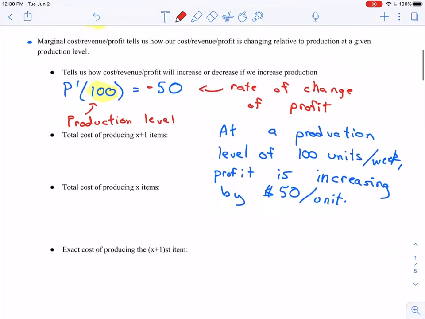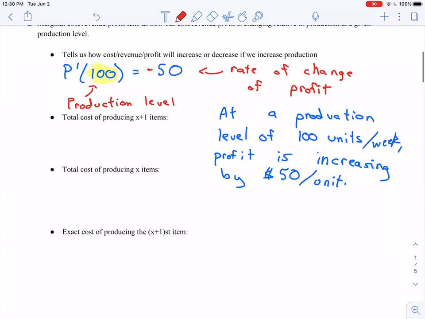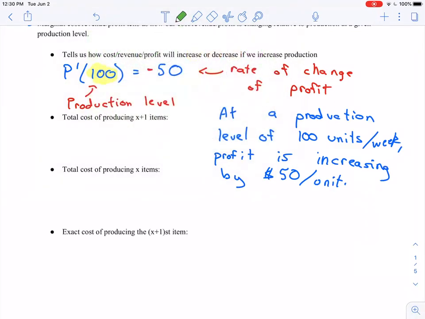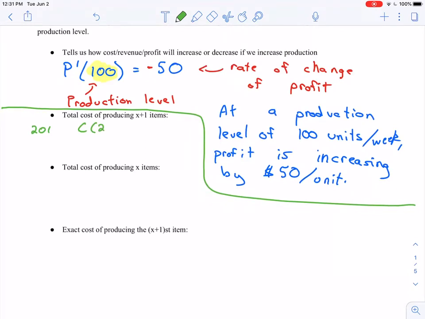So now I want to talk about how this relates to exact cost or exact profit or exact revenue, but we're going to focus just on cost here. So let me section this off. The total cost of producing X plus 1 items here. So if I want to know, say, the total cost of producing, let's just say 201 units, I would say C of 201. I would take 201 and plug that into my cost function. So if I want the total cost of producing X plus 1 items, that would be C of, say, X plus 1.